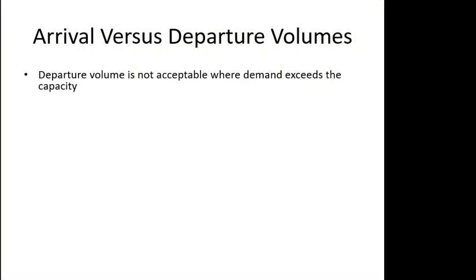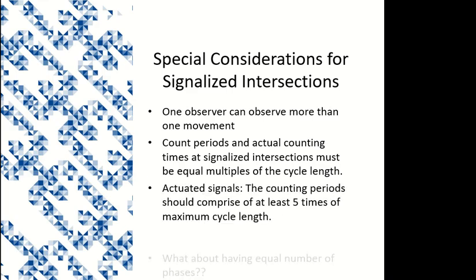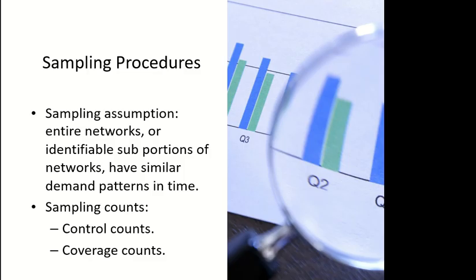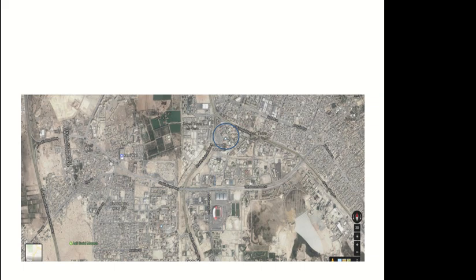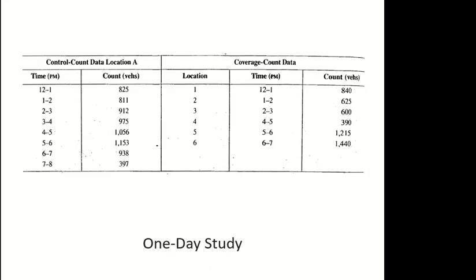Volumes, different parameters, intersection volume studies. And the last thing we were doing was limited network study, which is done around a particular facility, a traffic generator, and it is for the whole network. And we need to make two types of countings: coverage counts, control counts. Control are full, coverage are partial, and then we looked at some examples in which we saw how to convert the coverage counts into full counts as well.